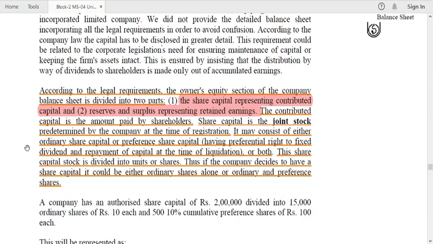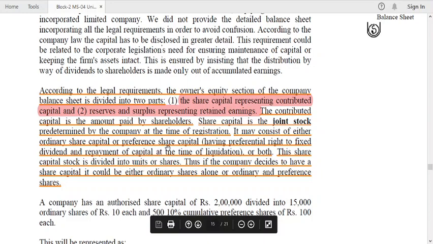Share capital is the joint stock predetermined by the company at the time of registration, also called authorized capital. How much amount the company is authorized to raise from the share markets is called authorized capital, which will be written in the registration document. It may consist of either ordinary share capital or preference share capital, or both.